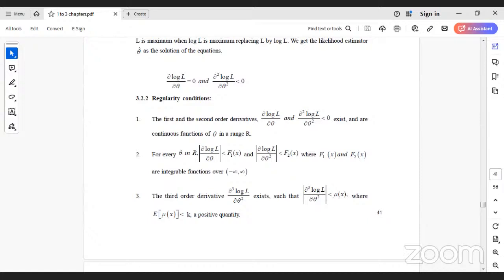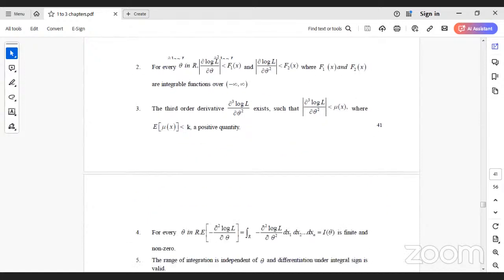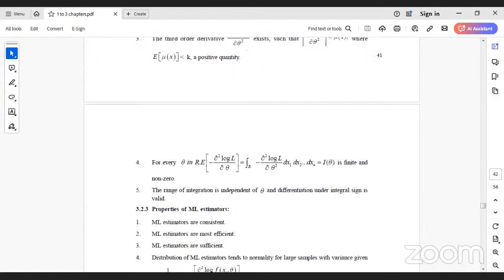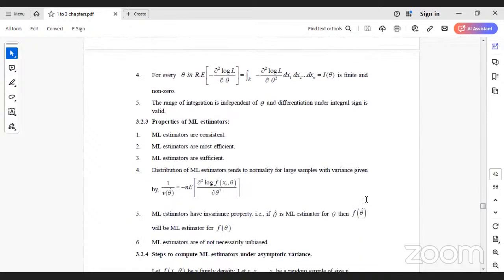Therefore, the third order derivative d cube log L by d theta cube is less than M(x), where the expectation of M(x) is a positive quantity. And for every theta in R, the integral of minus d square log L by d theta square, with respect to dx1, dx2, ..., dxn, which is I(theta), is finite and non-zero. The range of integration is independent of theta, and differentiation under the integral sign is valid.